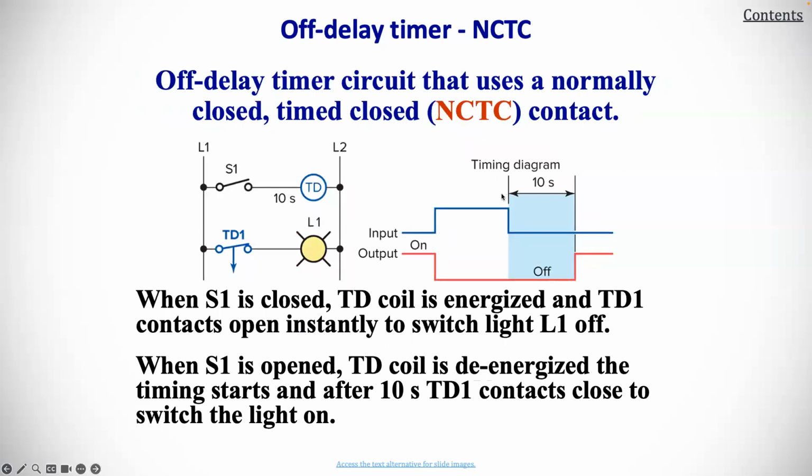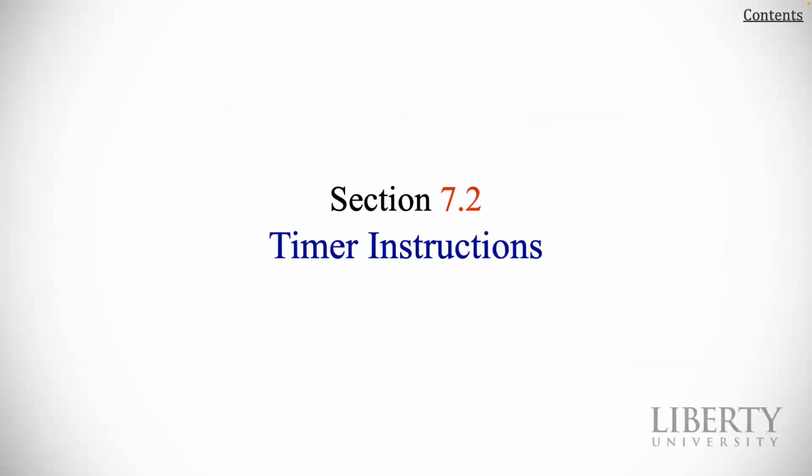So in NCTC, we're seeing, when S1 is closed, the TD coil is energized, the TD1 contacts open instantly to switch light L1 off. When S1 is open, the TD coil is de-energized, the timer starts, and after 10 seconds TD1 contact closes to switch the light on. So those are some various ways that you can have the delay on and delay off.